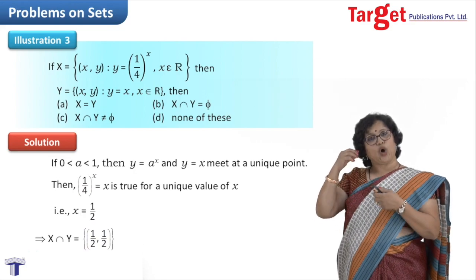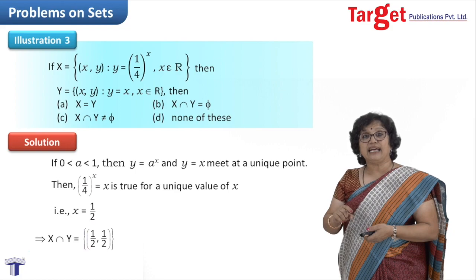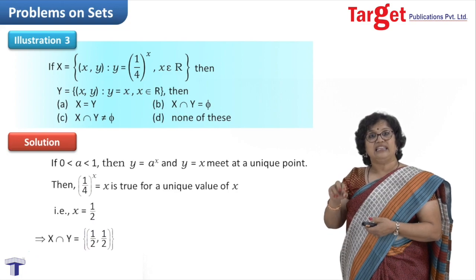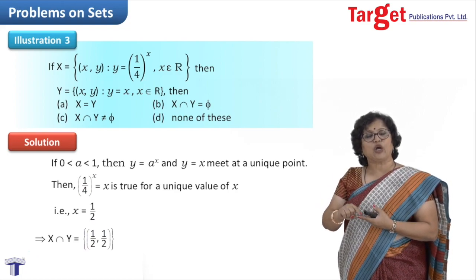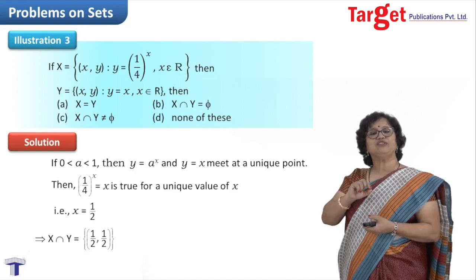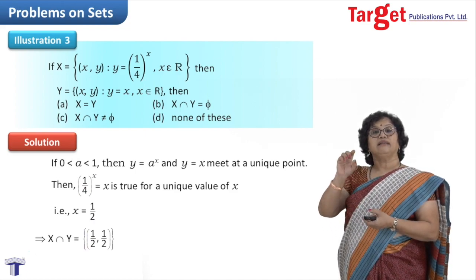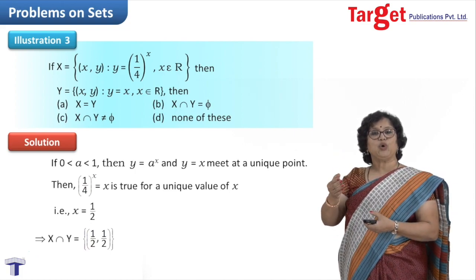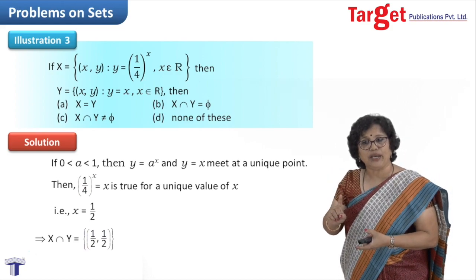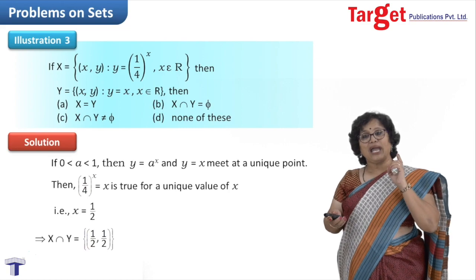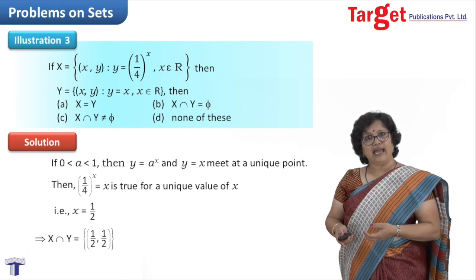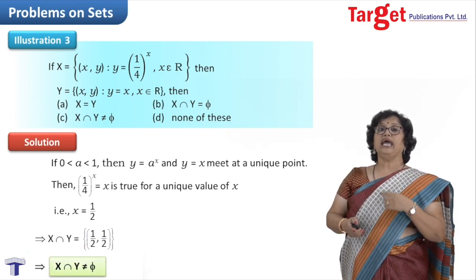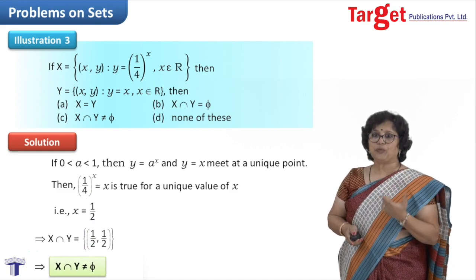Now, those who are not good at drawing graphs, for them I am saying that set Y will contain those points which lie on the line x equal to y. The line x equal to y means points (1, 1), (2, 2), (3, 3), such points, and when you join them, the line you get will pass through the origin. You can draw set X also, and you will realize they meet at only 1 point, and that point is nothing but (half, half). So X intersection Y is not phi, it has one element, (half, half). So X intersection Y not equal to phi should be the correct answer.